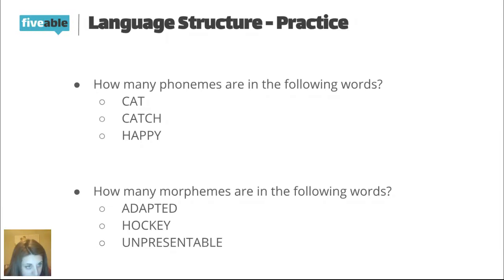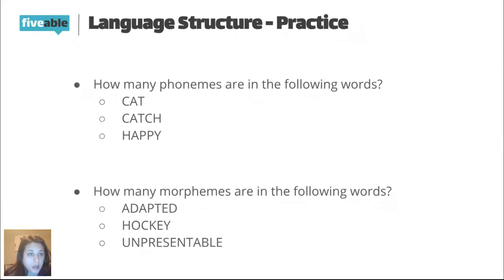The word hockey is a singular morpheme. You can't break it down into any smaller chunks. Hockey is hockey. It's a sport that you play with a stick and a puck. So that by itself is its own morpheme because it has its own meaning. And then this one's kind of tricky, unpresentable.